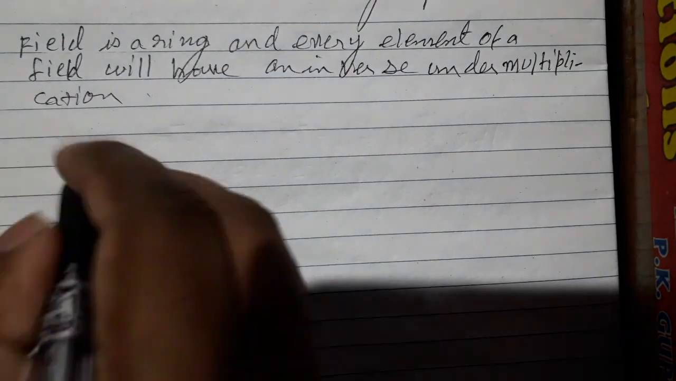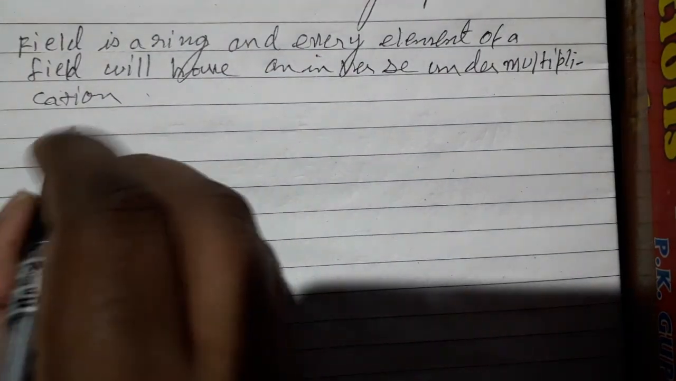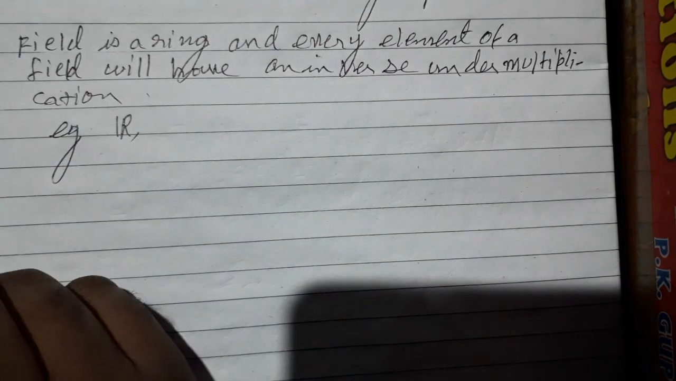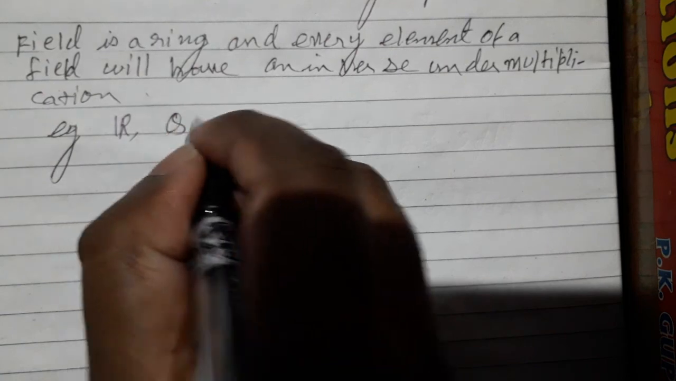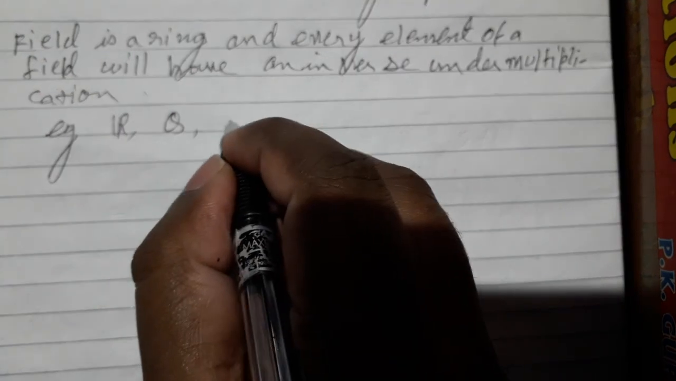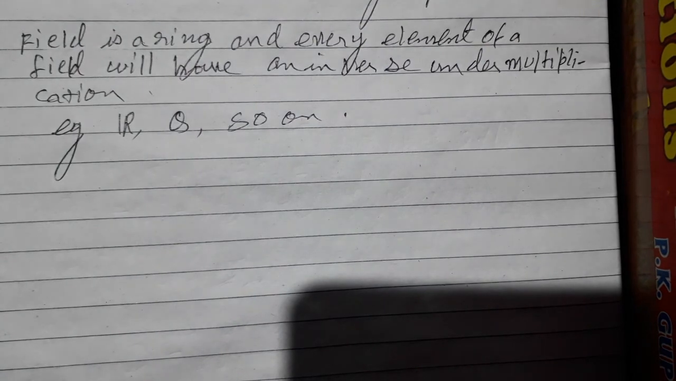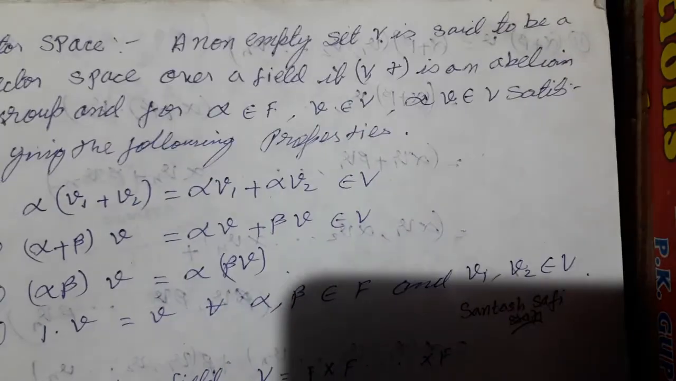Some examples of a field are: take the real numbers, which form a field, the rational numbers, and so on. So these are some examples of fields. Before we go on, we'll go through the definition of a vector space.